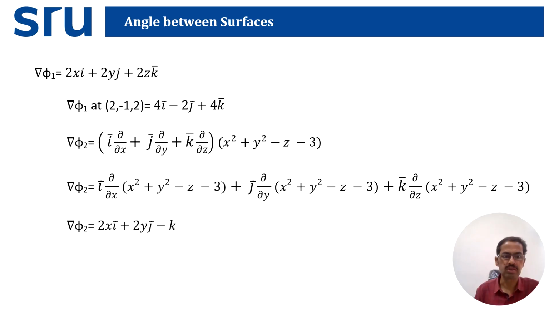So del phi 1 is 2x i bar, 2y j bar, 2z k bar. This is the del phi 1. And del phi 1 at the point (2, -1, 2): substitute the point, x is equal to 2, so 4 i bar, and y is equal to minus 1, so minus 2 j bar, and z is equal to 2, so 4 k bar. Del phi 1 is equal to 4 i bar minus 2 j bar plus 4 k bar. This is del phi 1.